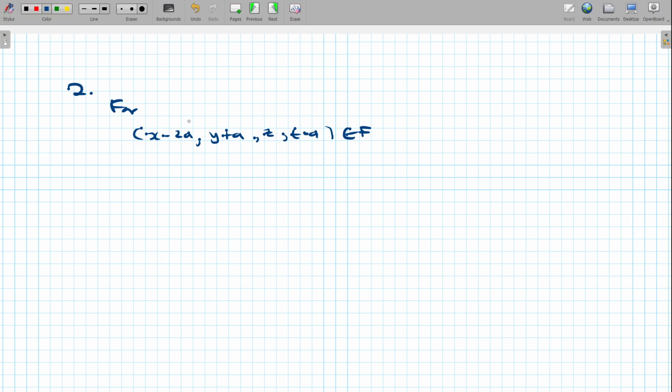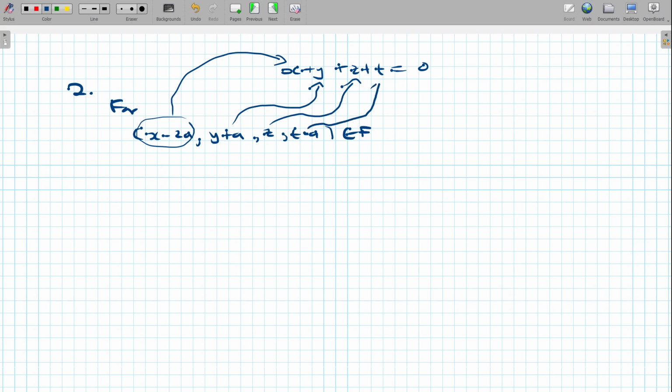So let me just write the condition. We have x plus y plus z plus t is equal to 0. The x component here, x minus 2a, has to be substituted here. The y component has to be substituted here. The z component has to be substituted here. And then if I take the sum, it must be equal to 0. That's the only condition we have for F. So we're going to take this vector from F.